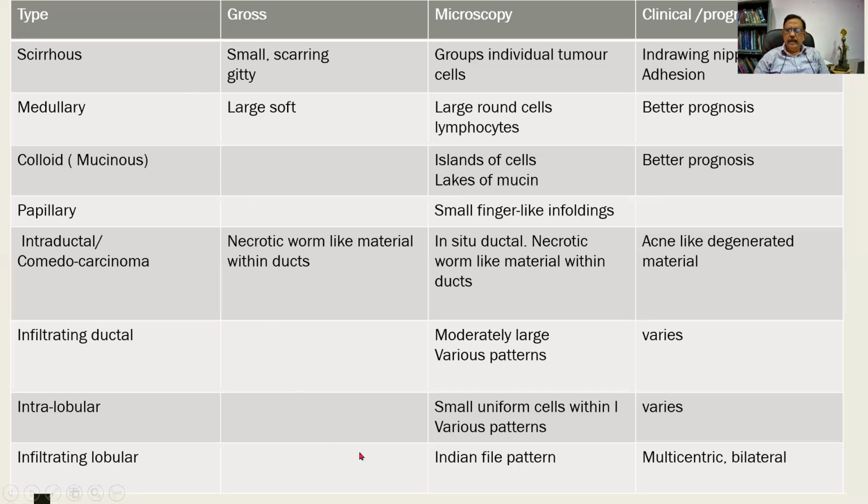This is a kind of summary which I would like you people to memorize towards the end, but not as such. The various patterns are given. What is the gross picture that is striking? If it is not striking, I have just left it blank. And what is the microscopic picture? I shall be explaining the microscopy in the picture form, and finally what is the clinical outcome of it. This particular one is for a rapid revision. I would like you people to see this towards the end and also before the exam.